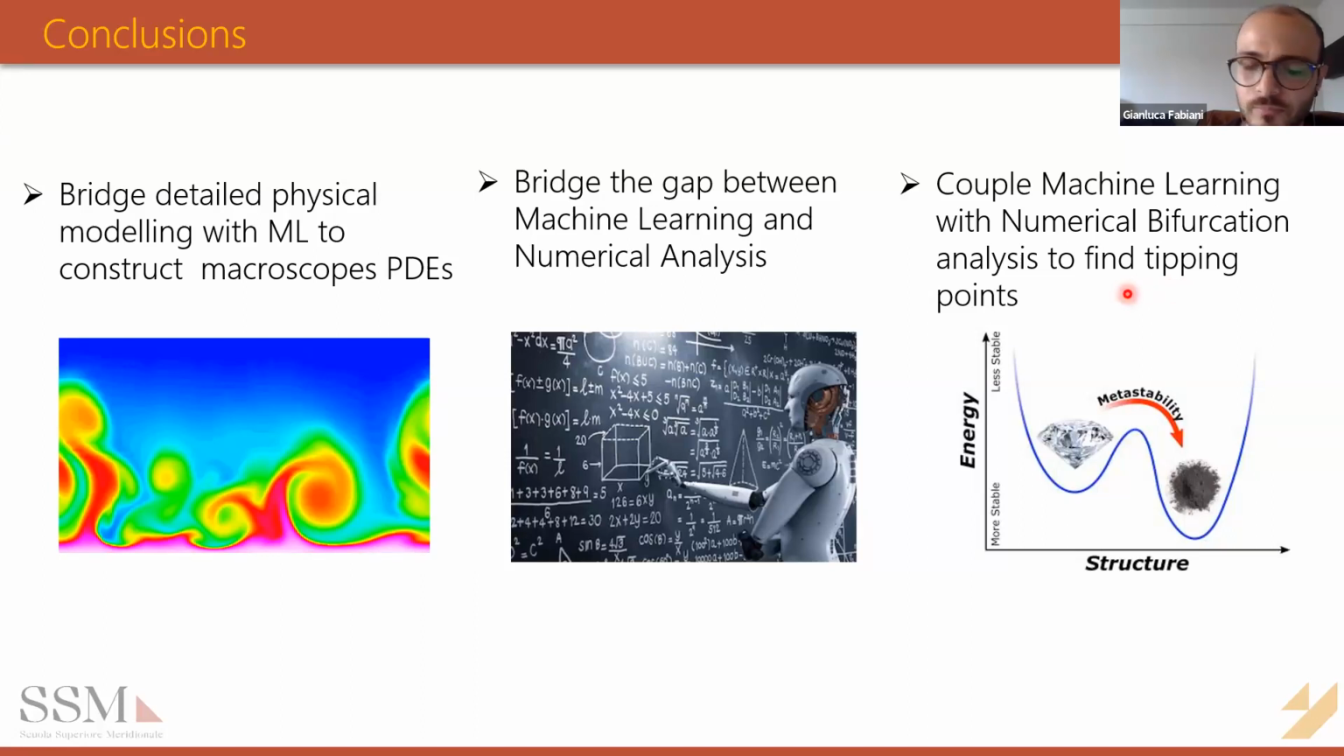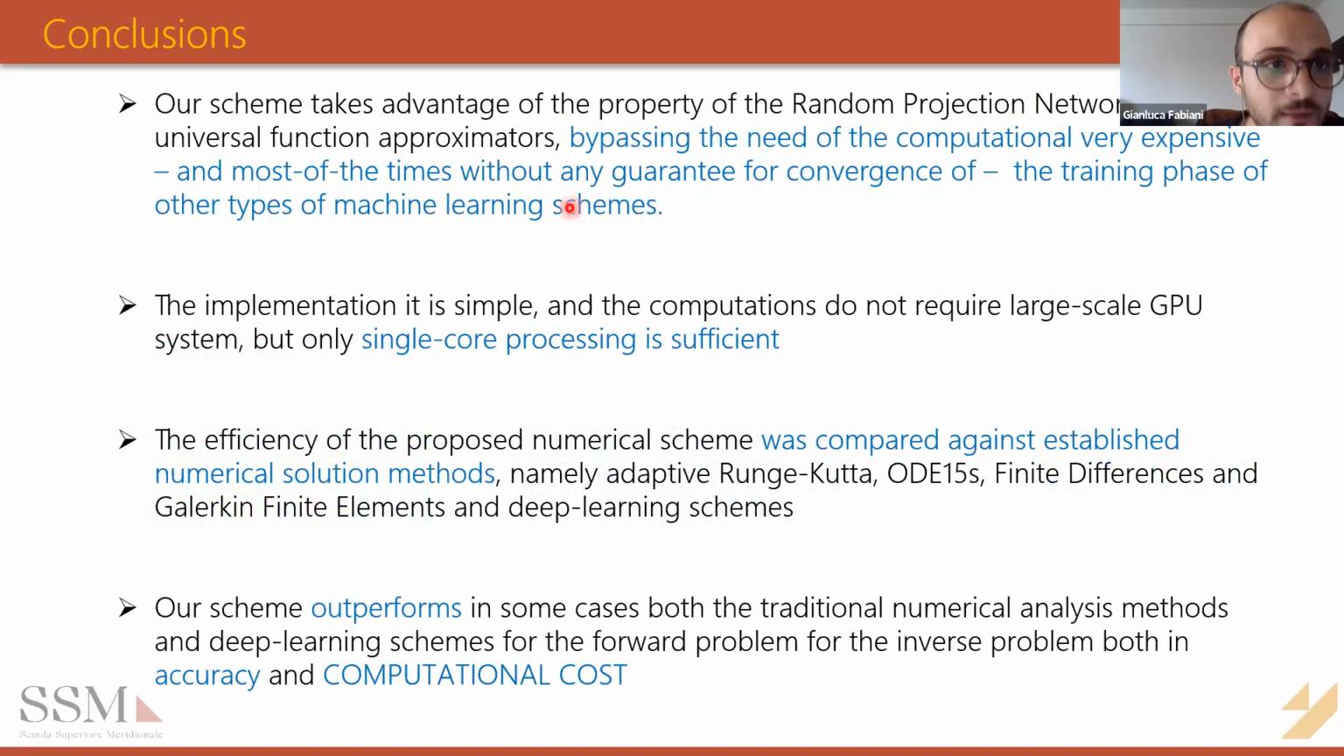So to conclude again, the scheme that we proposed takes advantage of random projection networks. As the Johnson-Lindenstrauss theorem says, and also the Rahimi-Recht result, we can bypass the expensive training phase of these classical machine learning schemes. The implementation, if you think, is very simple. It's just a least squares problem. So we don't need large-scale GPUs. We may do it all in single-core processing.